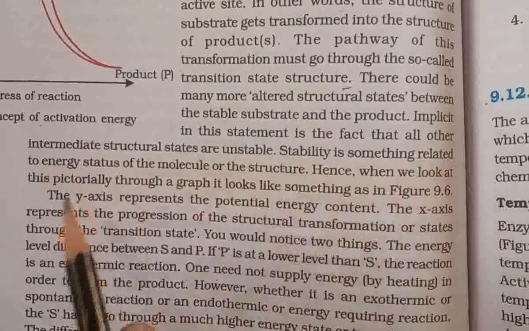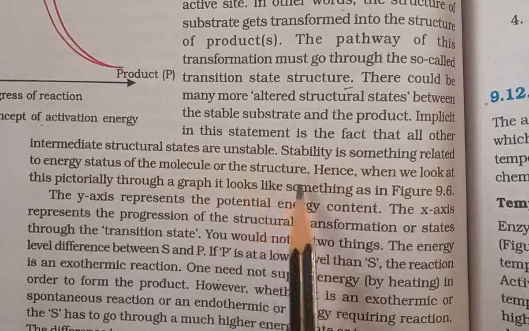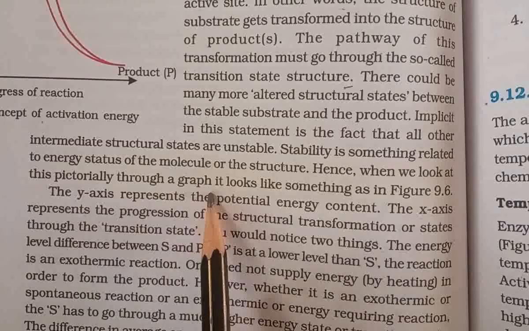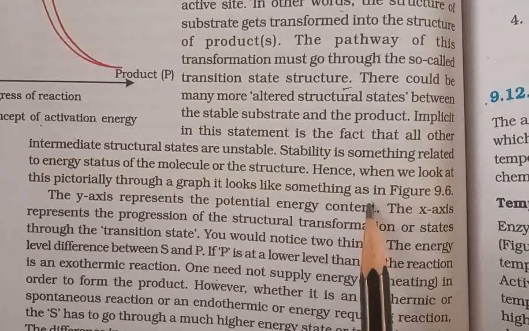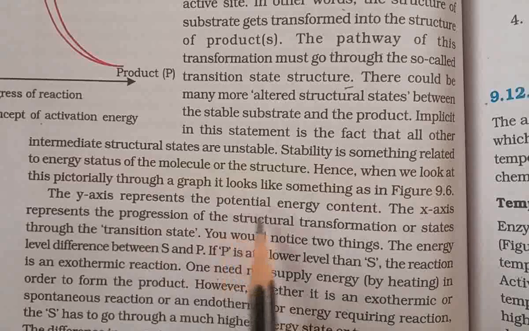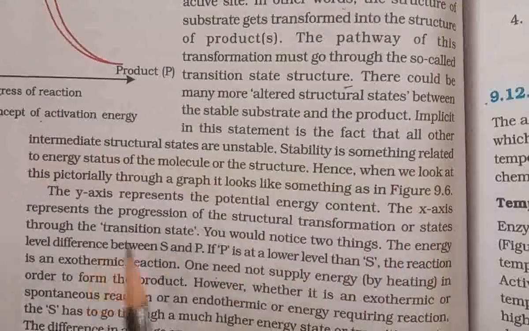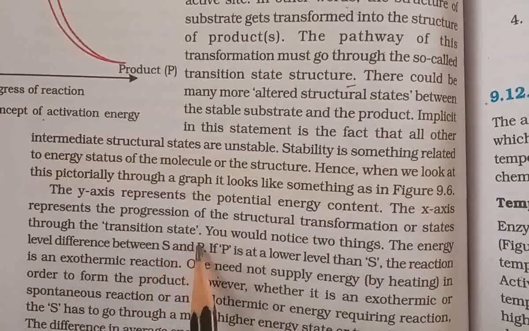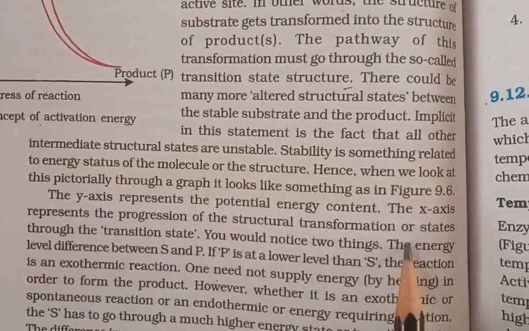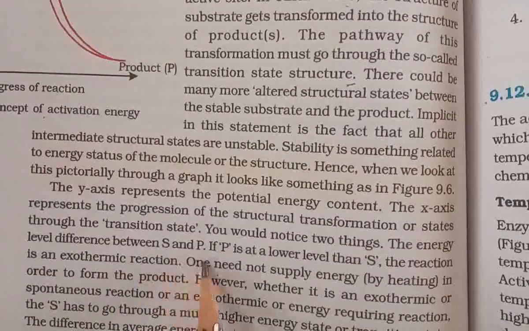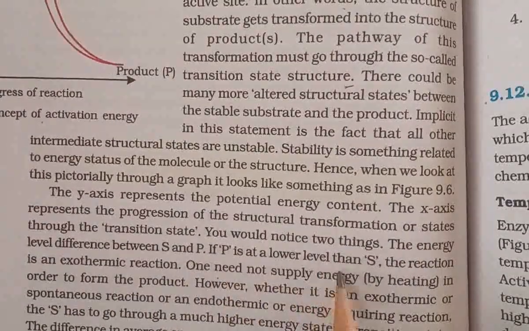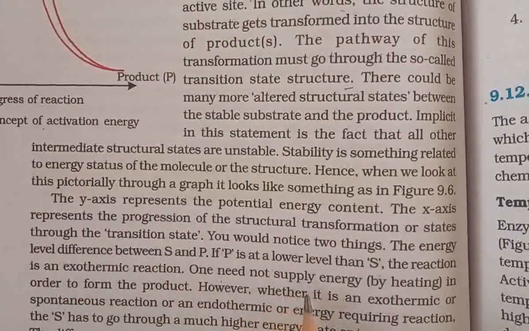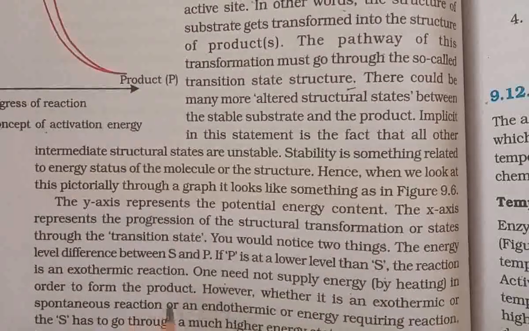Stability is something related to the energy status of the molecule or the structure. Hence, when we look at it pictorially through a graph, it looks something like the figure. The y-axis represents the potential energy content and the x-axis represents the progression of the structural transformation or state through the transition state. You would notice two things: the energy level difference between the S and P. If P is at a lower level than S, the reaction is an exothermic reaction. One need not supply energy in order to form the product.